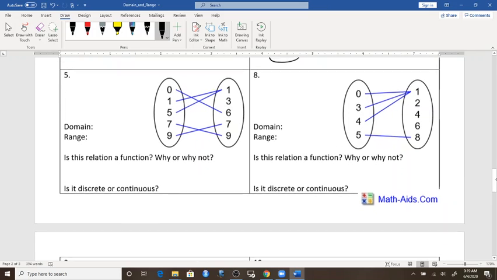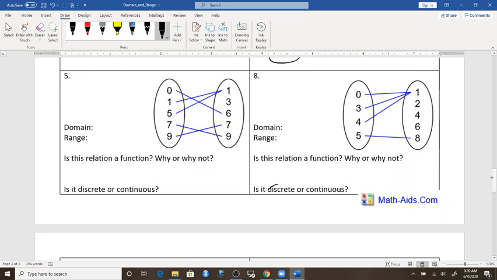Number 8, we still have a discrete one, right? The domain is going to be 0, 3, 4, 5. And for the range, notice how the range is only represented by these values, 1 and 8. Is this relation a function? Yes, because each input goes into exactly one output. It would not be a function if I had two arrows, right? So for example, if from 5 I had another arrow pointing out to the right, it would not be a function in that case. But in this case it is, so it is a function.